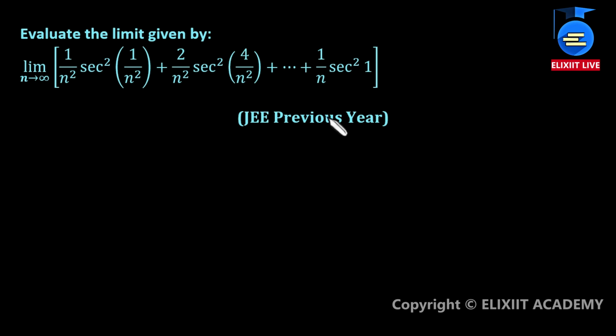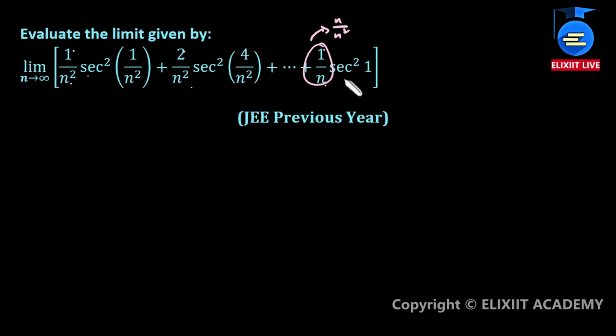Then the last term is 1 by n sec square 1. So what we can say about this term? Sec square 1 is given. Here, if you see the format, 1 by n square, 2 by n square. So definitely 1 by n is nothing but n by n square. We can write this as n by n square, and we have sec square 1 by n square, sec square 4 by n square. And here we have sec square 1 is given.